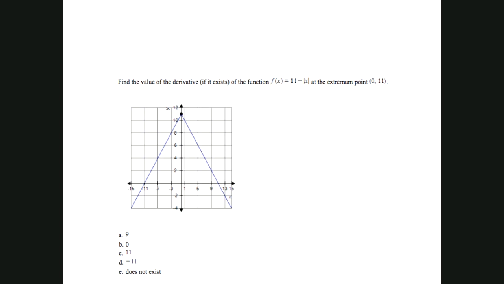Find the value of the derivative, if it exists, of the function f of x equals 11 minus the absolute value of x. This is the graph of it. It says find the value of the derivative at the point 0, 11. I would say that it does not exist. The reason is there's a corner there. A derivative does not exist when there's a corner, a cusp, or a vertical tangent line. So it does not exist.